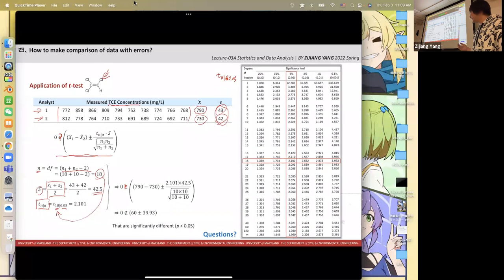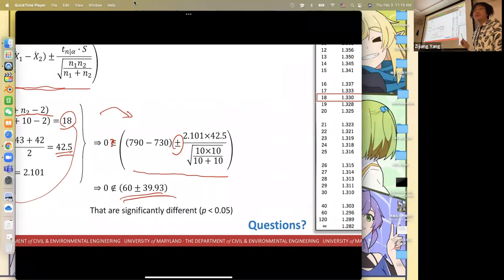Now we have everything ready, and we can just plug our values into this equation. Just note that this is plus and minus. After the calculation, we can get this range, and we can see 0 is outside this range. So the conclusion is they are significantly different. We usually add this note because the alpha may change, and in this comparison, the alpha equals 0.05.